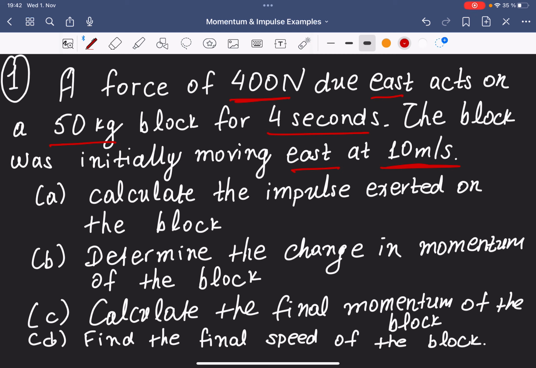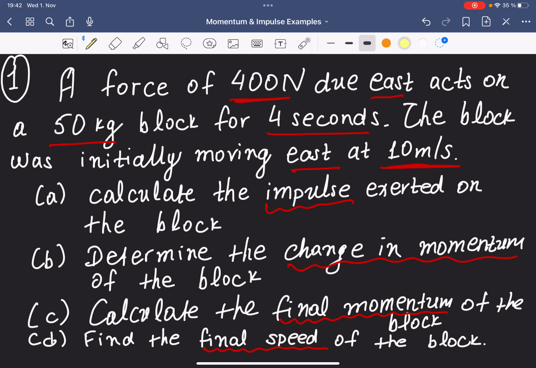Question A, calculate the impulse exerted on the block. Question B, determine the change in momentum of the block. Question C, calculate the final momentum of the block. And question D, the final speed of the block. So let's see if we can visualize this in a nice way.